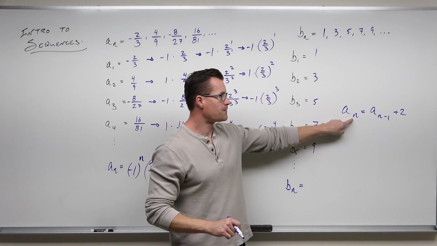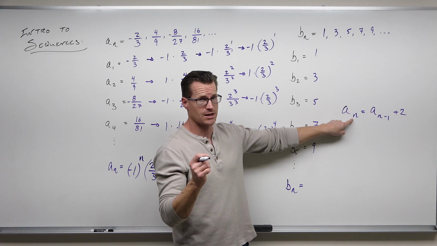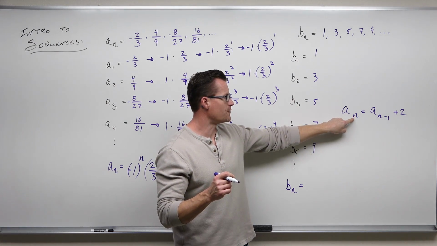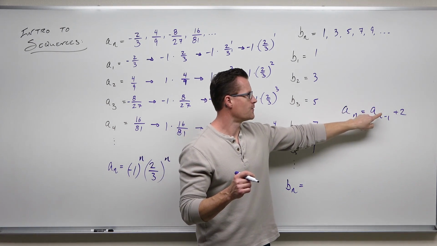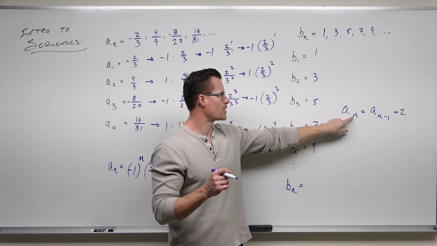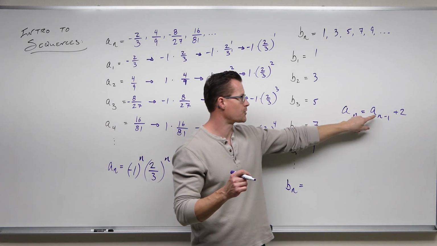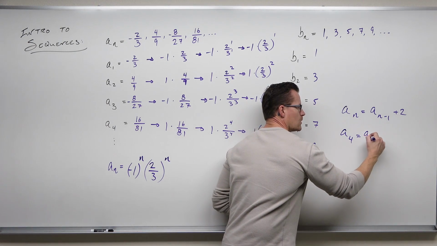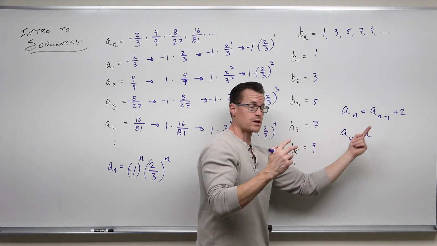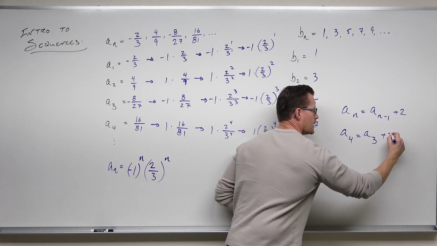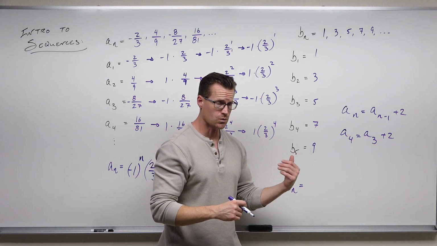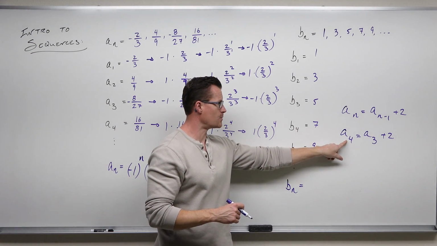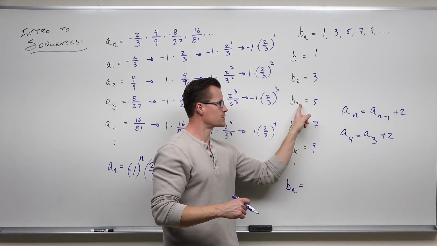If I want to find the fifth term, oh man, this is pretty advanced actually for recursive formulas. If I want to find the fifth term, I'd look at the fourth term and add 2. If I want to find the fourth term, I'd look at the third term and add 2. So if I wanted to find a sub 4, I'd look at 4 minus 1 is 3, and I would add 2.